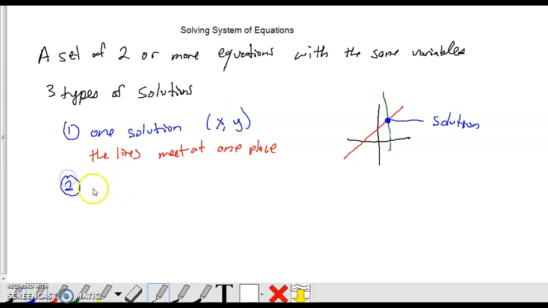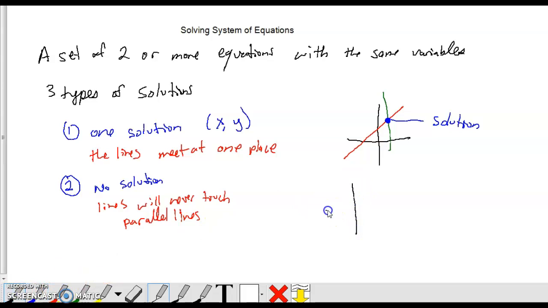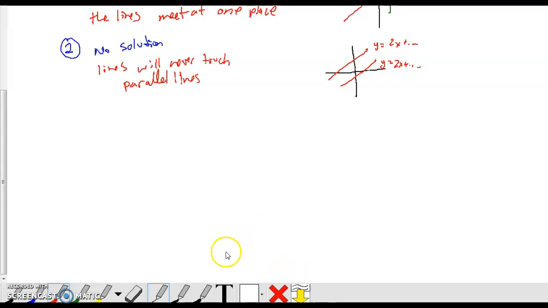So that's one example. You could have something that has no solution. So again, what this means is that your lines will never touch. The biggest example of this is parallel lines. So I'm going to do the best that I can to graph some parallel lines. Let's pretend that this is a parallel line, this is a parallel line, and they have the same slope. So y is equal to 2x plus something, and y is equal to 2x plus something, right? As long as they have the same slope, we know that we're good, okay?